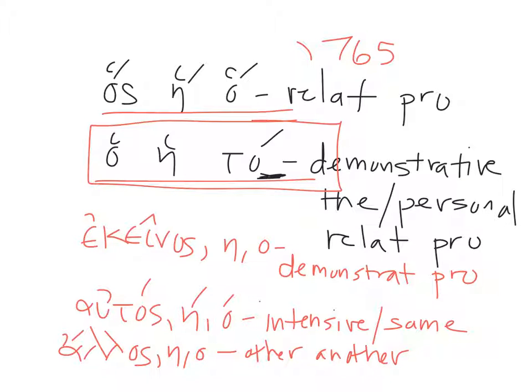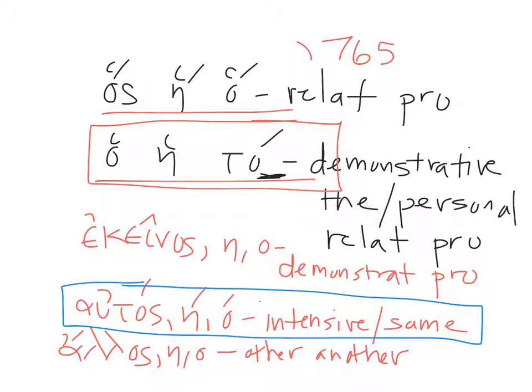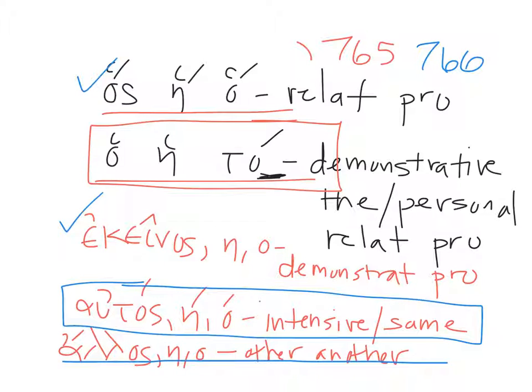Same thing if you are not confident to write out autos, aute, auto by yourself. Look at section 766. And then you can have models in addition to the ones provided, hos, he, ho, and ekenos in this lesson. Allos, alle, allo is not presented in the book, but again, if you can do those other four and find them in the book, allos, alle, allo is not as troubling as the other examples.